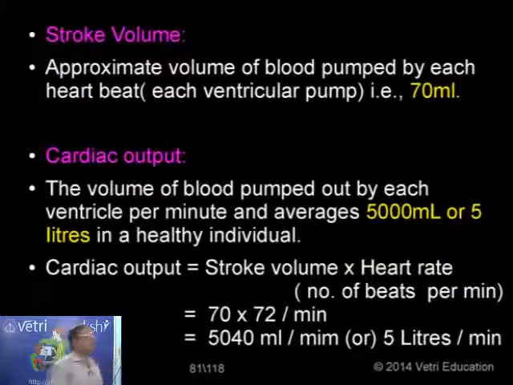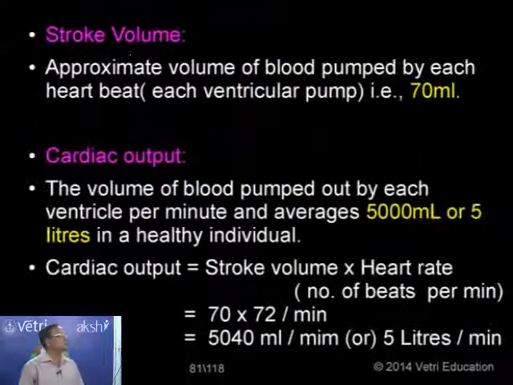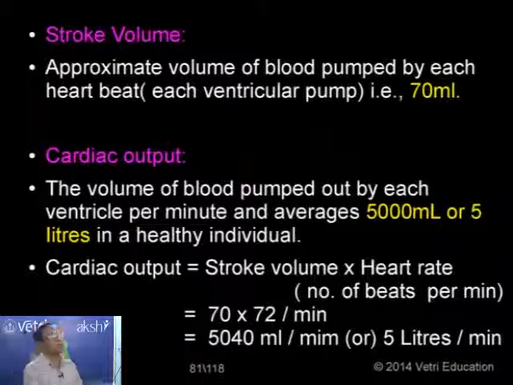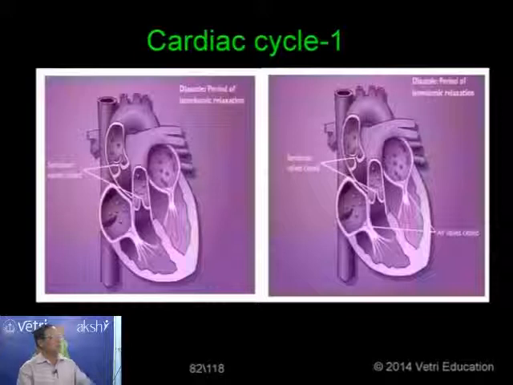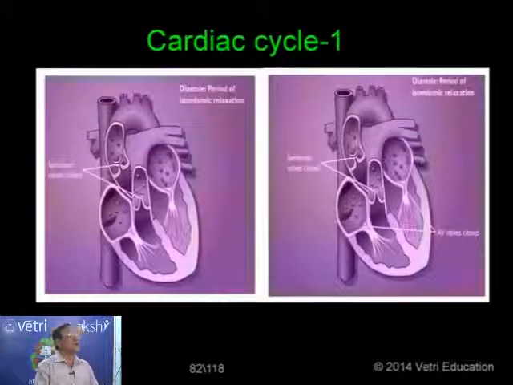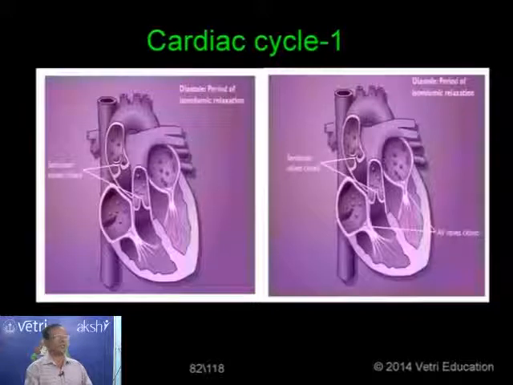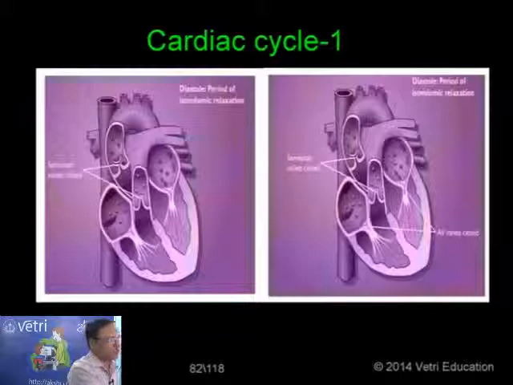Now, what about stroke volume? I have given different pictures for the cardiac cycle, showing stroke volume and the stages of the cardiac cycle. You see the diastolic period of isovolumic relaxation, that is the first stage in the cardiac cycle. What happens in this one? We have all the chambers in a relaxed state. See that, all the chambers are in a relaxed state.